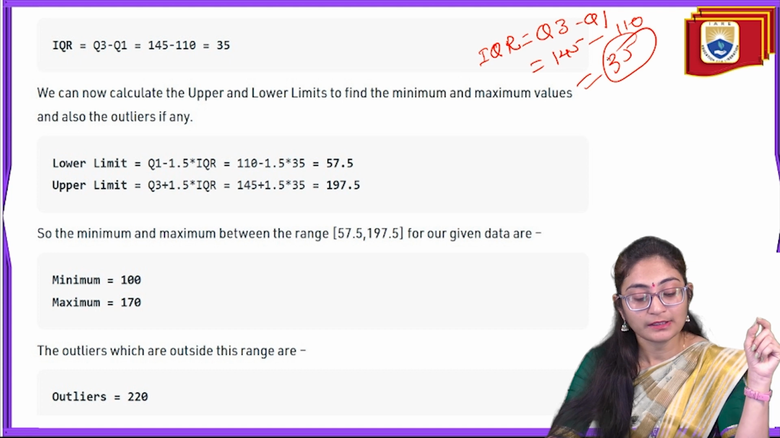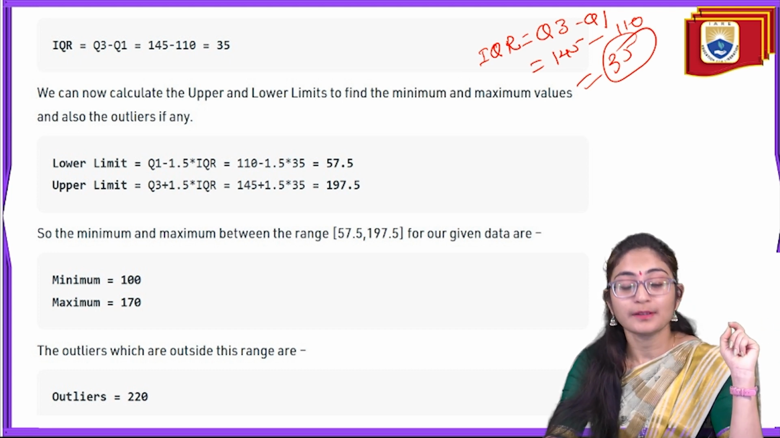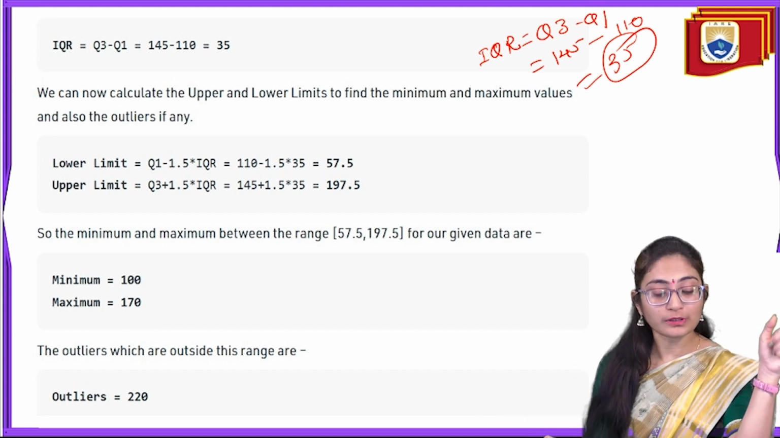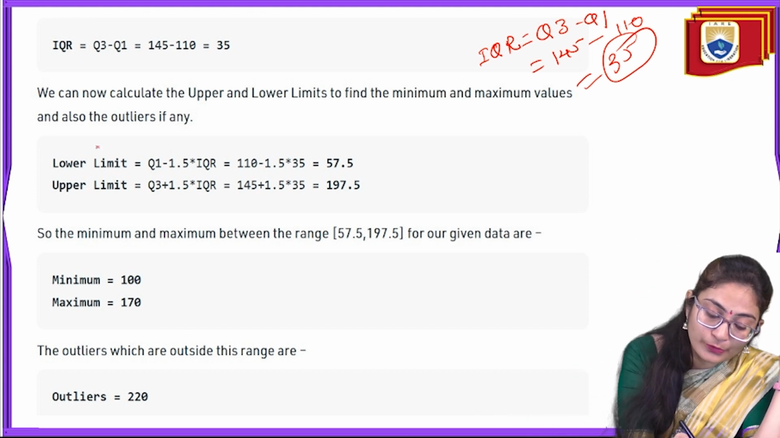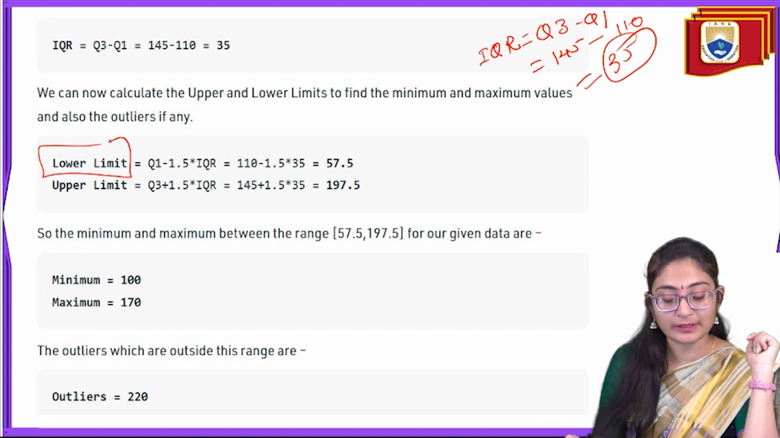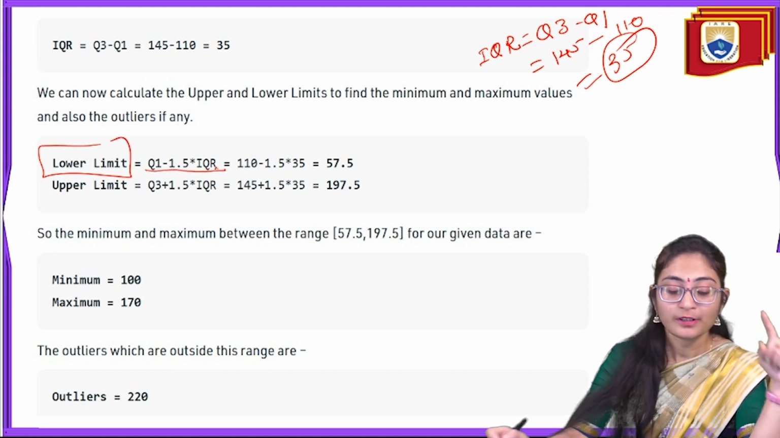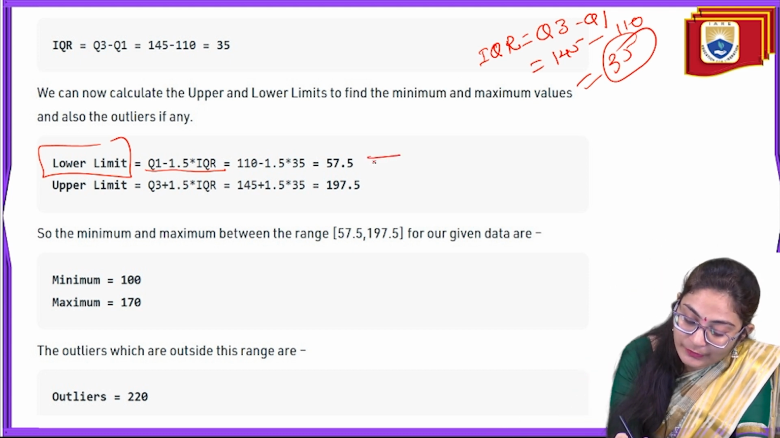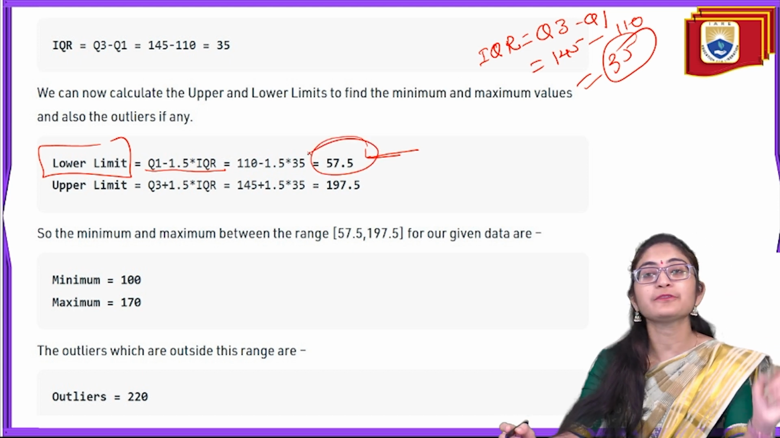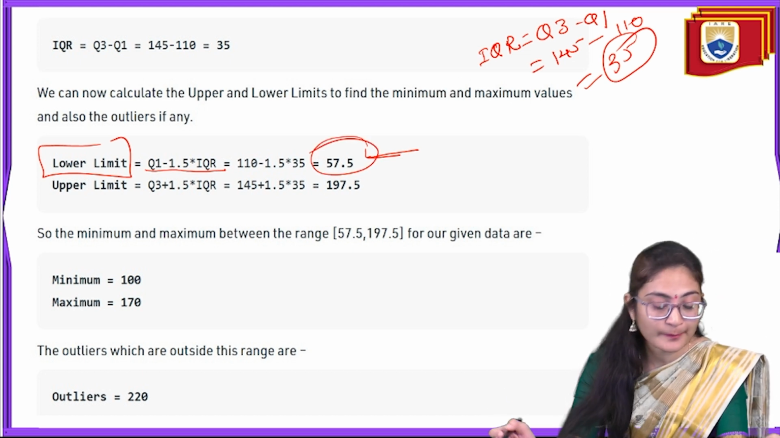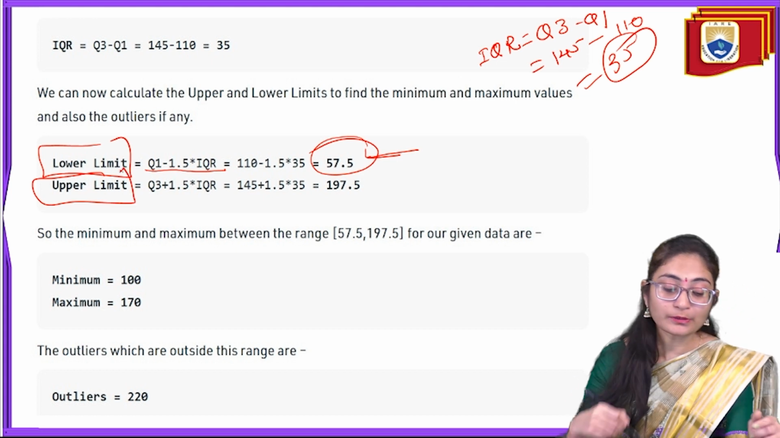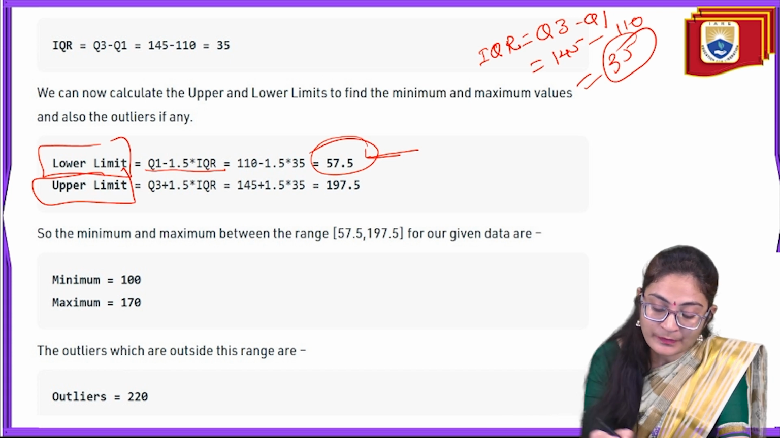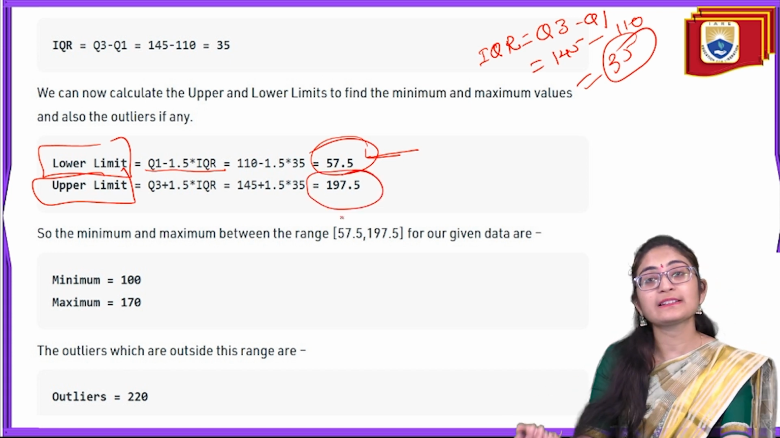Now we can calculate the upper and lower limits to find the maximum values and also the outliers, if any. Now we have to find the lower limit. How will we find the lower limit? Quartile 1 minus 1.5 into the interquartile range. And now we got 57.5 as our lower limit. For the upper limit, we again find quartile 3 plus 1.5 into the interquartile range. Now we got the upper limit, 197.5.